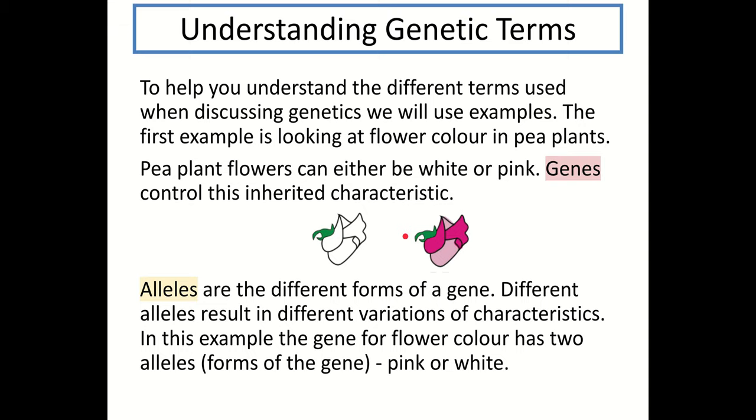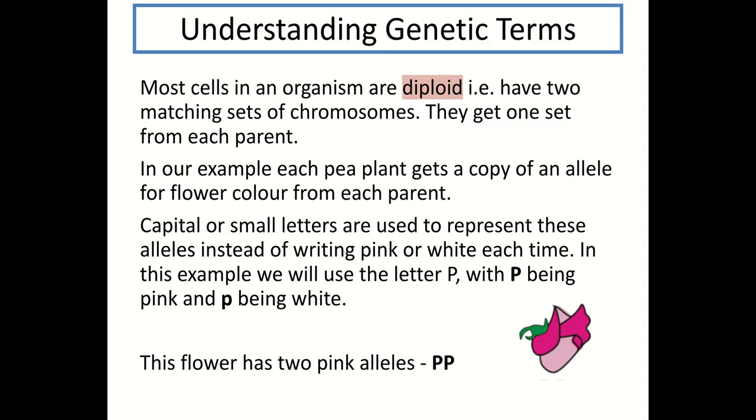Now we discussed in a previous video how most cells in an organism can be described as diploid. This means that cells contain two matching sets of chromosomes in their nucleus. So in humans, our cells have 46 chromosomes in their nucleus. Organisms get one set of chromosomes from each parent, so we get 23 chromosomes from our mum and 23 from our dad. Each chromosome has a partner which contains the same genes. So there are actually two copies of the gene in pea plants for flower colour. One that the plant got from one parent and one that it got from the other.